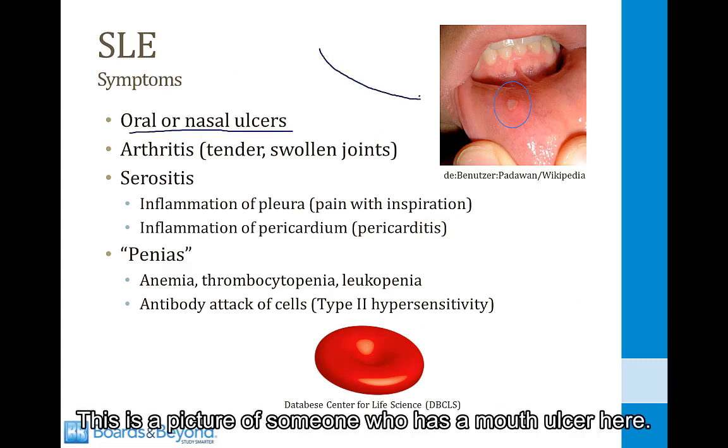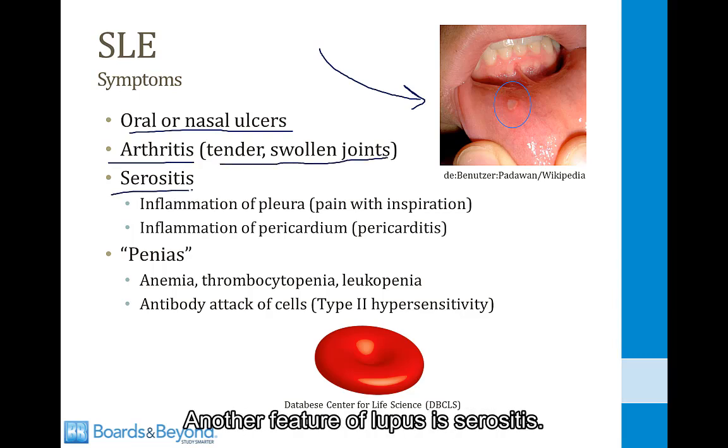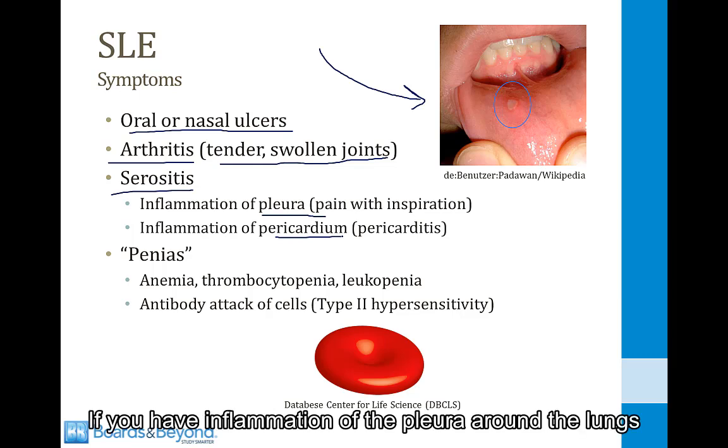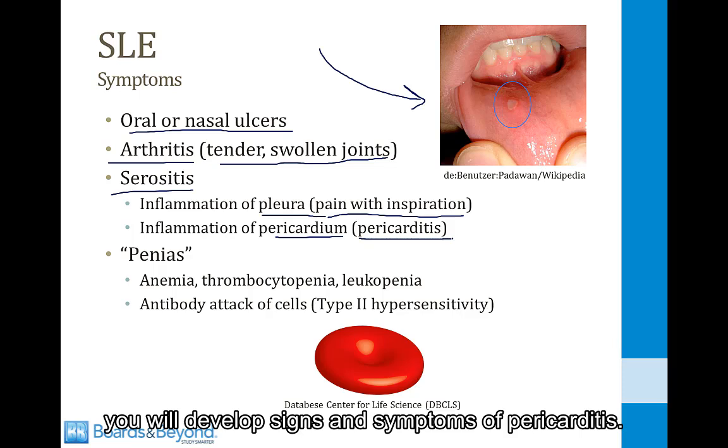This is a picture of someone who has a mouth ulcer here. Arthritis is common. Patients with lupus during a flare will get tender, swollen joints. Another feature of lupus is serositis. This usually means inflammation of either the pleura or the pericardium. If you have inflammation of the pleura around the lungs, you can develop pain with inspiration. If you have inflammation of the pericardium, you will develop signs and symptoms of pericarditis.